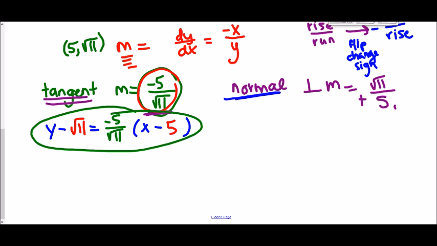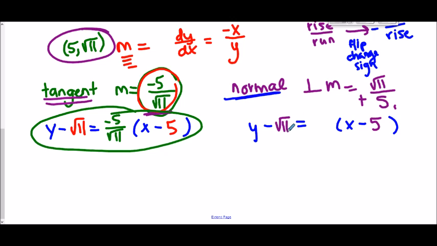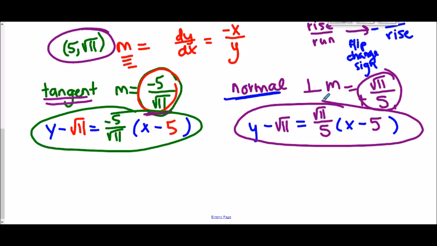Normal line is very, very similar. We're still using y minus y1 equals m times x minus x1. We're using the same point, so our x1 and y1 have not changed. Those are the same. The only thing that changes for a normal line is the slope. So now it's positive, and it's square root of 11 over 5. And that's it for our normal line. You have made your normal line. Okay? So it's not that much more. It's just one little rule that you have to remember, that they're perpendicular, and to get a perpendicular slope, you flip the slope and change the sign. Okay? 2 steps for that.